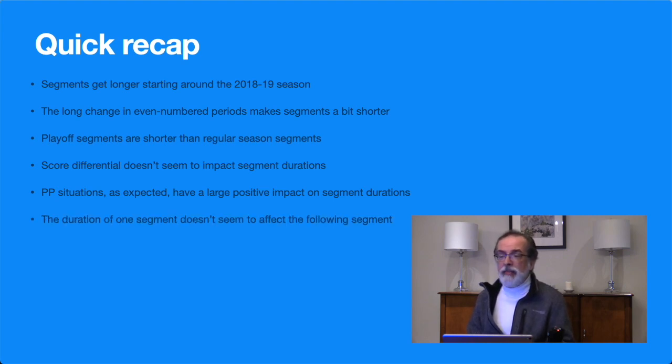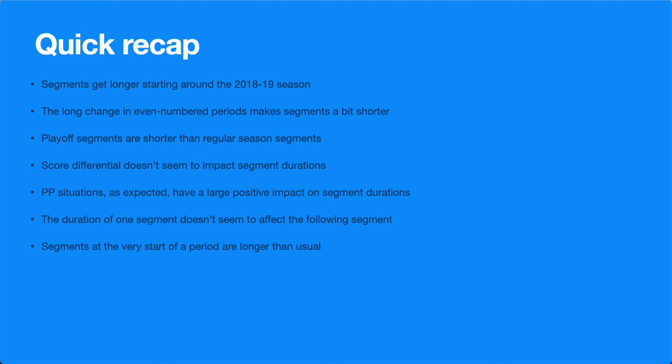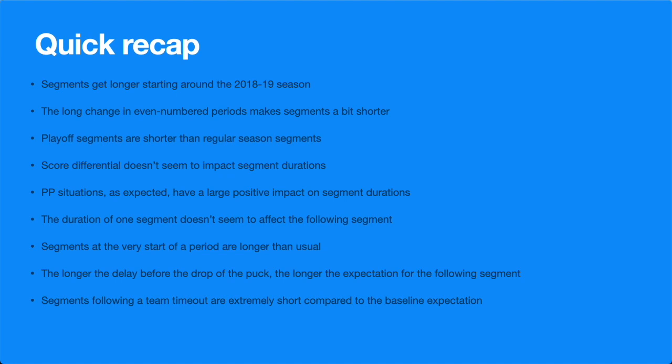And the duration of one segment doesn't seem to affect the following segments. Surprisingly, the segments at the start of a period are a little longer. And the longer the delay goes, the longer the expectation for the following segments, except if a team timeout takes place, then times are extremely short compared to the baseline expectation. And again, anybody who wants to dig deeper and go further with this is absolutely invited to get in touch.